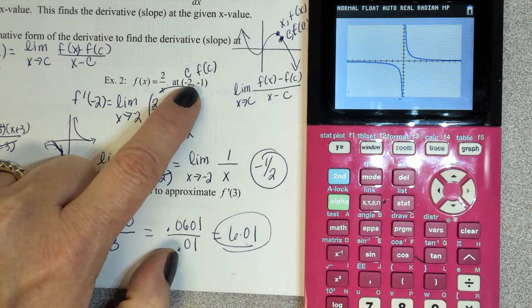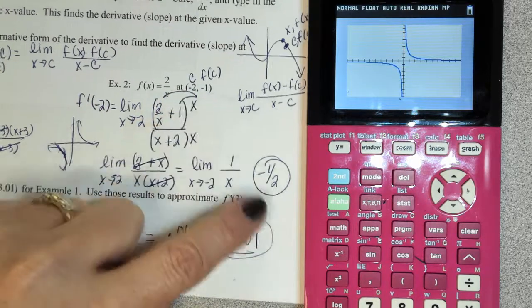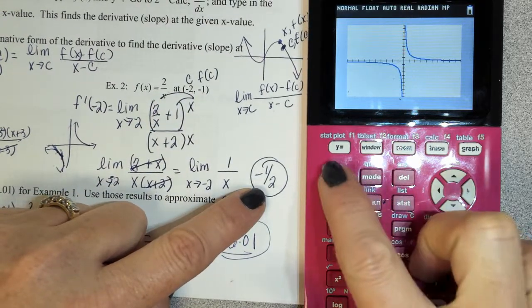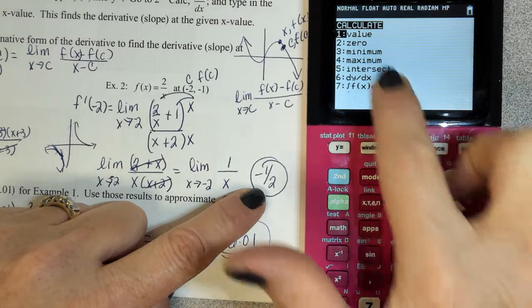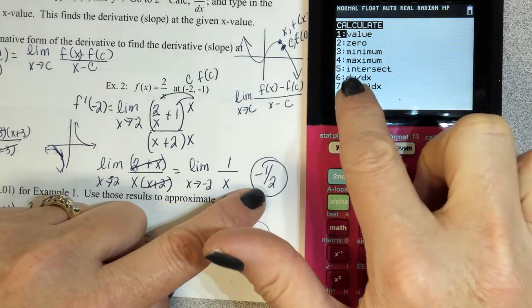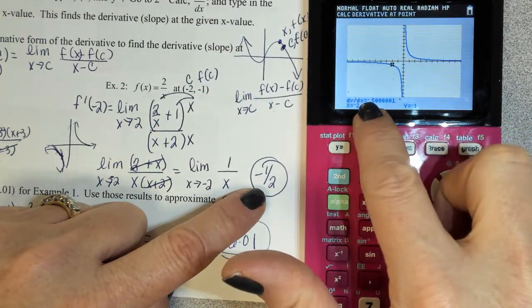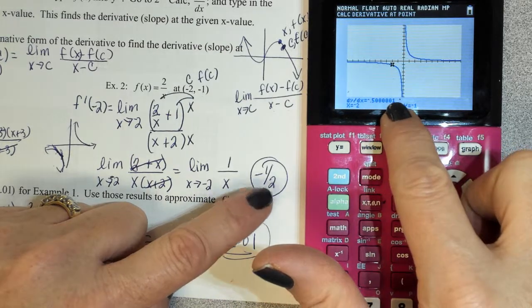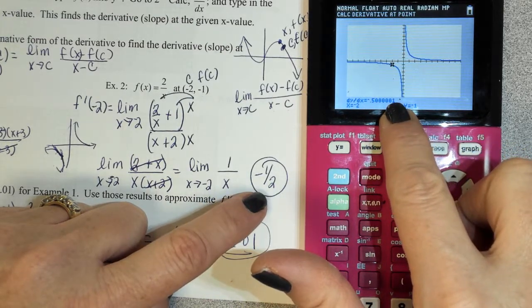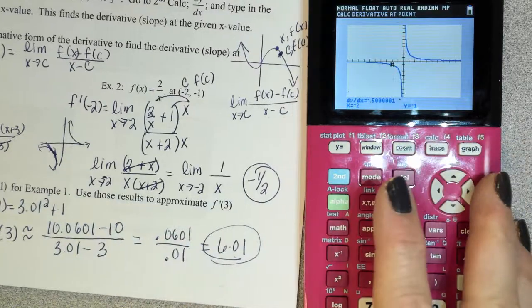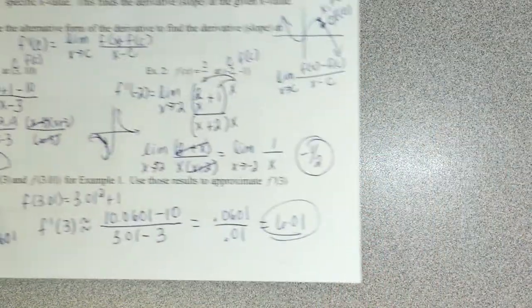I'm checking my answer. When x is negative 2, what is the slope? So I go to second trace. I don't want to know a value, I want to know the slope. So I go down to number 6. I put in my x value, negative 2, and it tells me that dy/dx is negative 0.500001, which is very close to that. So see how you can use this to check your answers.